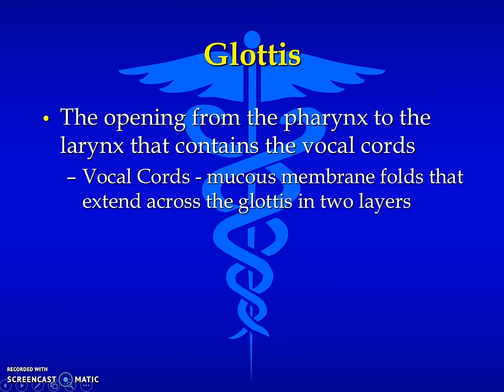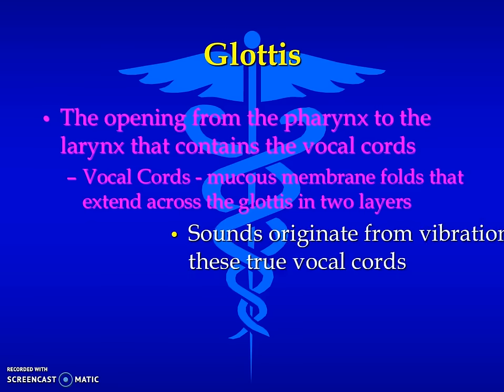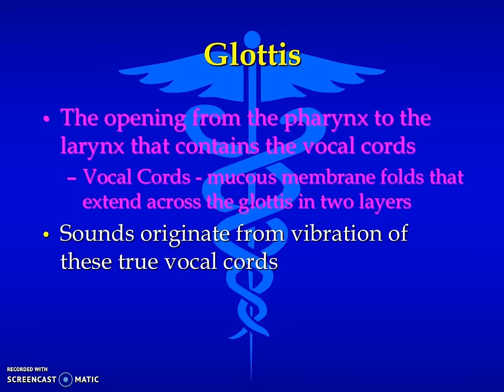So next we have the glottis. This is the opening from the pharynx to the larynx that contains the vocal cords. So vocal cords are made up of mucous membrane folds that extend across the glottis in 2 layers. So sound originates from the vibrations of these true vocal cords.